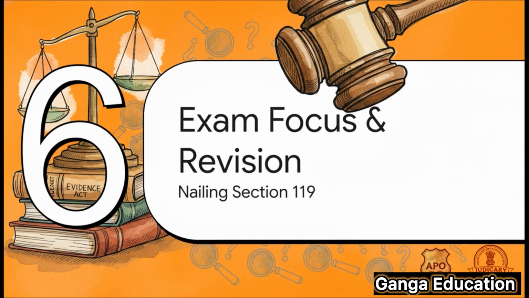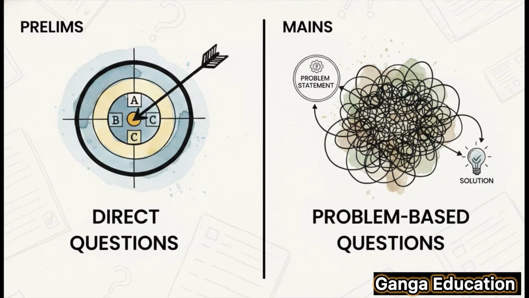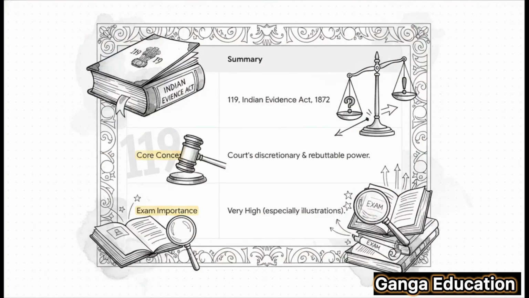Finally, let's consolidate exactly what you need to remember about this section for your judiciary and APO exams. So, how should you prepare? It's really a two-part strategy. For your prelims, focus on the illustrations, expect direct multiple-choice questions on them. But for mains, you've got to go deeper. You'll likely get problem-based questions where you'll have to apply these principles. And the number one concept you must master is the meaning of may presume, the fact that it is always discretionary. To wrap everything up, here is your final revision checklist.